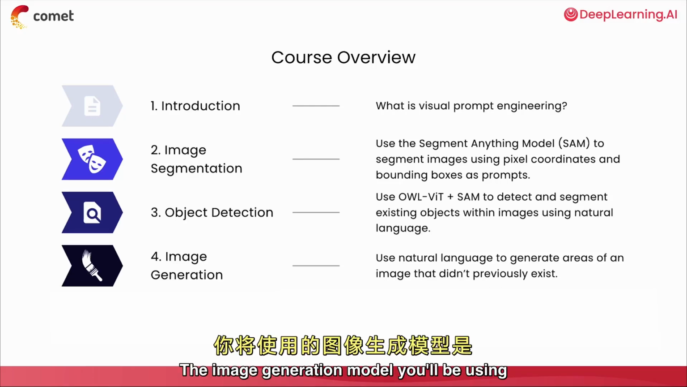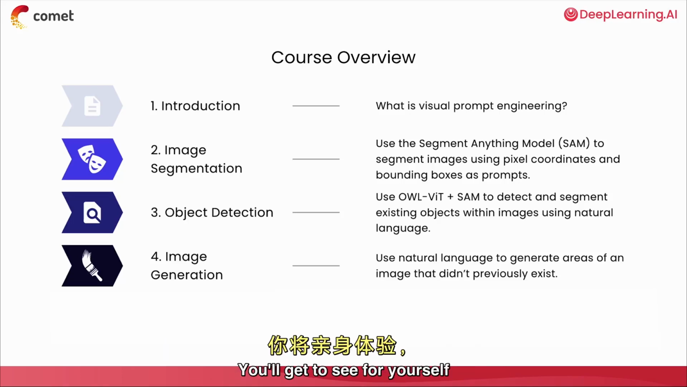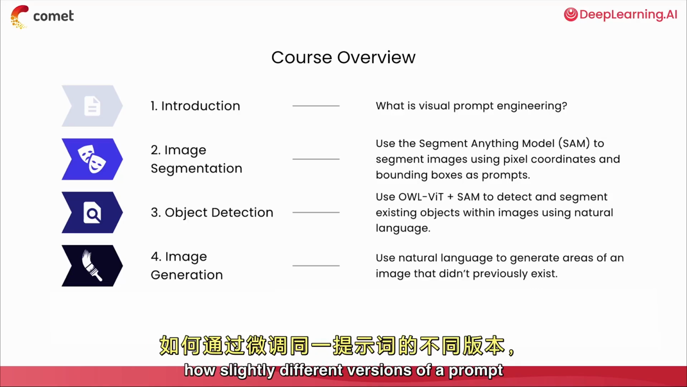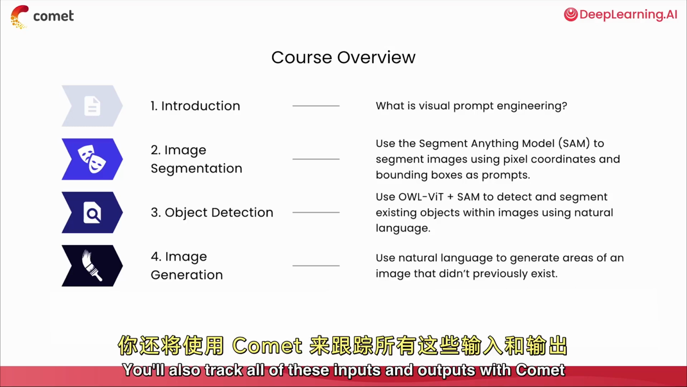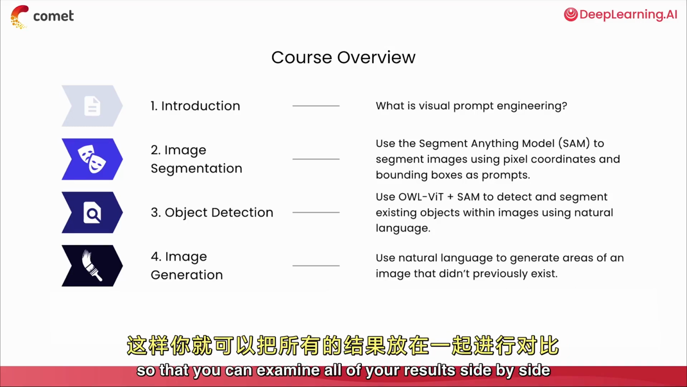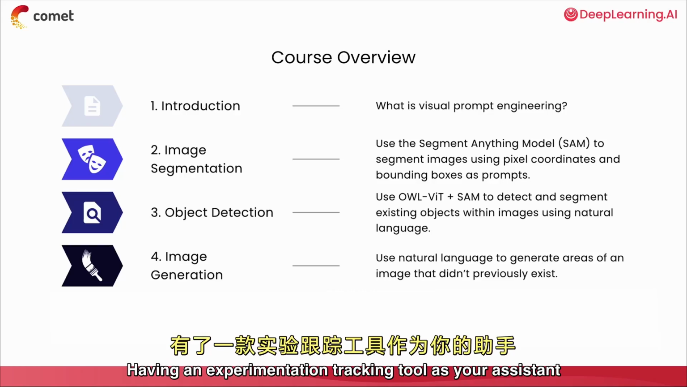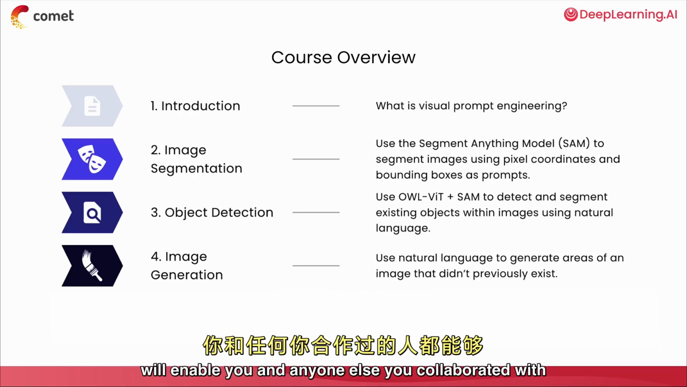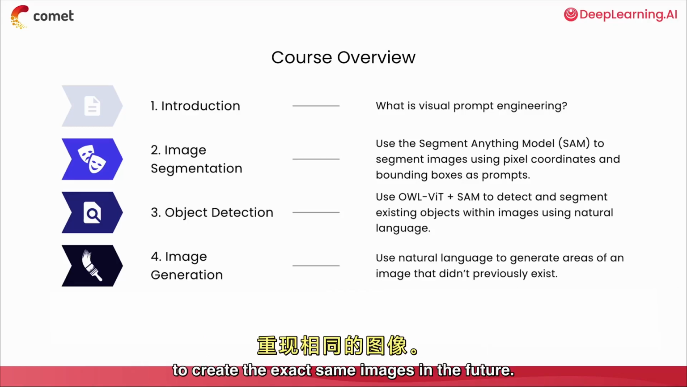The image generation model you'll be using is Stable Diffusion from Stability.ai. You'll get to see for yourself how slightly different versions of a prompt can lead to a very different outcome. You'll also track all of these inputs and outputs with Comet so that you can examine all of your results side by side and select the best generated image. Having an experimentation tracking tool as your assistant will enable you and anyone else you collaborated with to walk through the exact same steps to create the exact same images in the future.